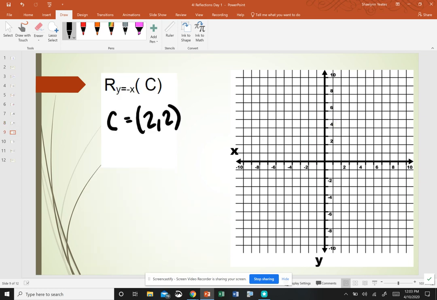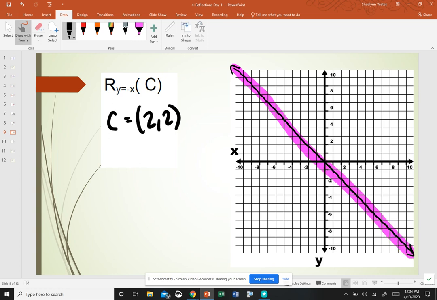So now we're going to look at y equals negative x. Remember how y equals x was the perfect diagonal going from the bottom left to the upper right? This is exactly the opposite. It's going to be from the upper left to the lower right, but still the perfect diagonal. So there's my line of reflection. We're going to reflect over that line.